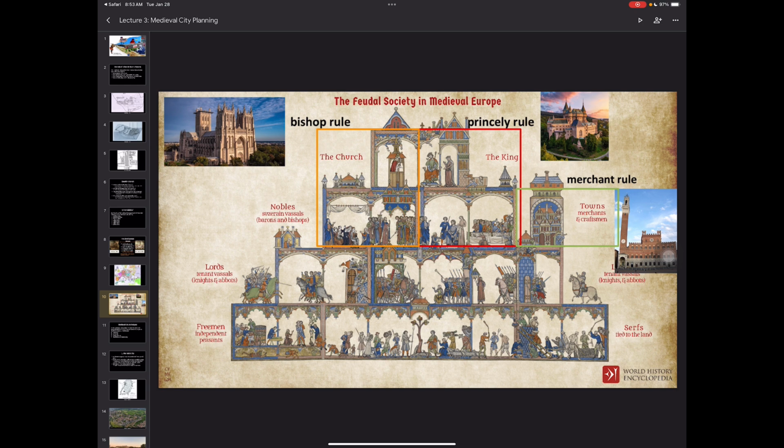And of course, the architecture that goes with that is going to be our cathedral. So if you see a major church that happens to dominate the center, it's probably going to be the bishop that's in charge of that town.